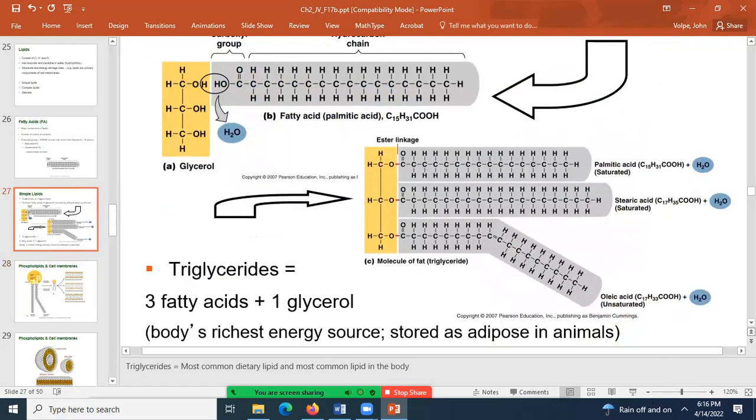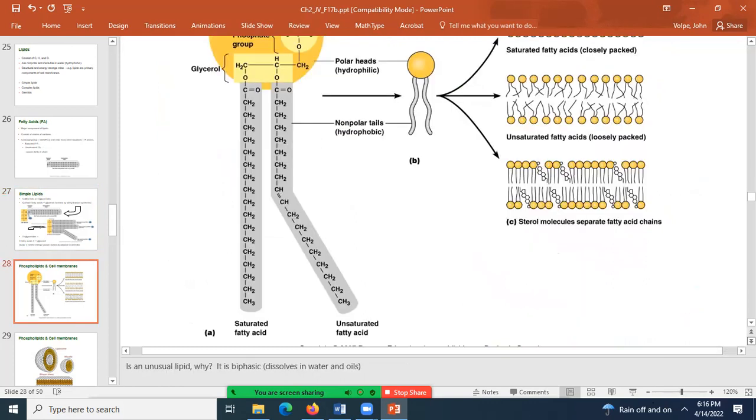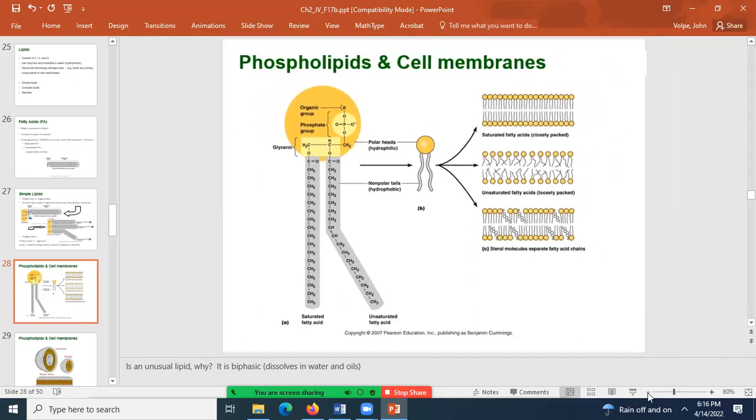All other lipids are hydrophobic, meaning they do not dissolve in water. The phospholipid can dissolve in water. Phospholipids are a molecule where this region here is polar and ionic right here, and so this region will dissolve in water. This region is nonpolar and it will not dissolve in water, but it can dissolve in lipids such as oil.